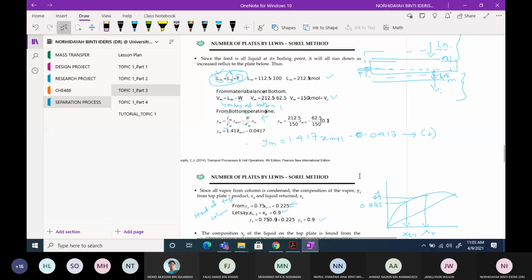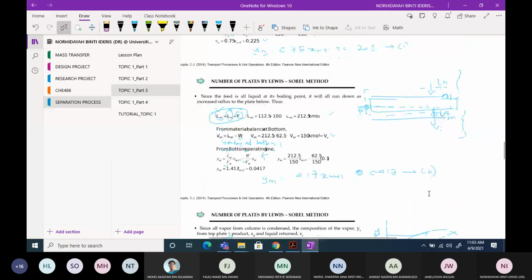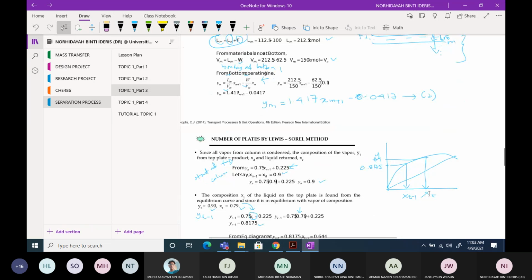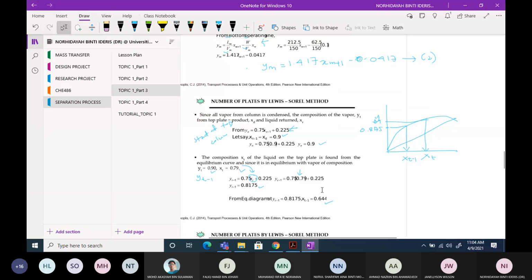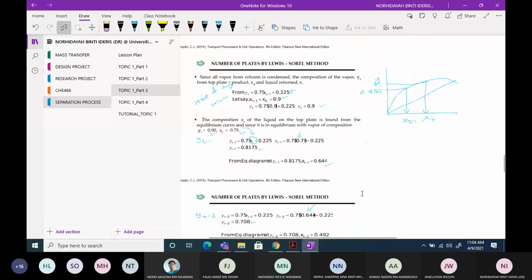Now from these two equations, 1 and 2, we're going to calculate the composition on the various stages, and from that we should determine the location of the feed stage. How we are going to do that is... right, skip.